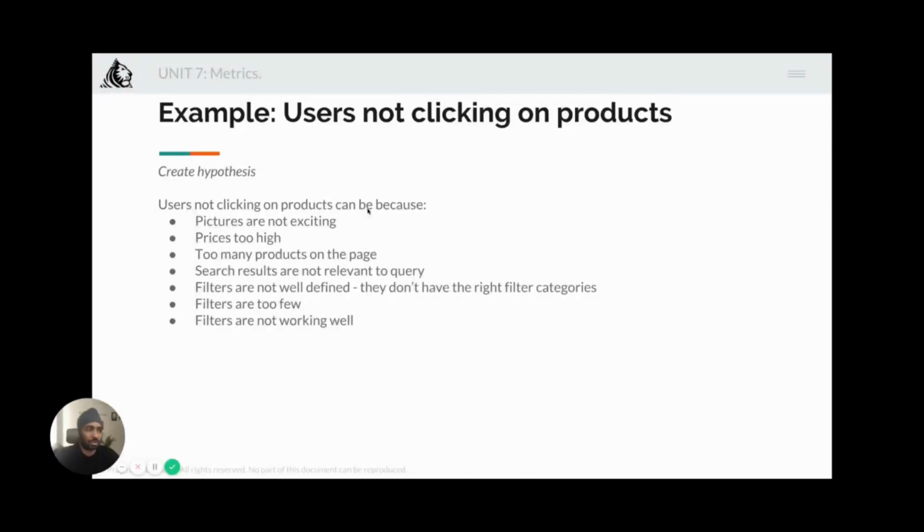So users not clicking on products can be because pictures are not exciting, the prices are too high, too many products on the page, search results are not relevant to the query, filters are not well defined, they don't have the right filter categories. For example, filters are too few, filters are not working well. For example, a lot of people complain between Flipkart and Amazon. Flipkart has an amazing set of filters, but Amazon doesn't have the right filters, right? So I can go on, but you get the drift. You lay out the possible suspects and have to quickly triangulate around what can be the main culprits.